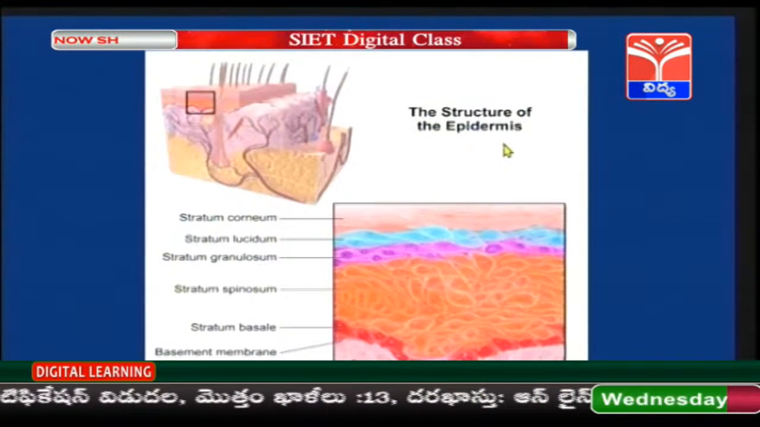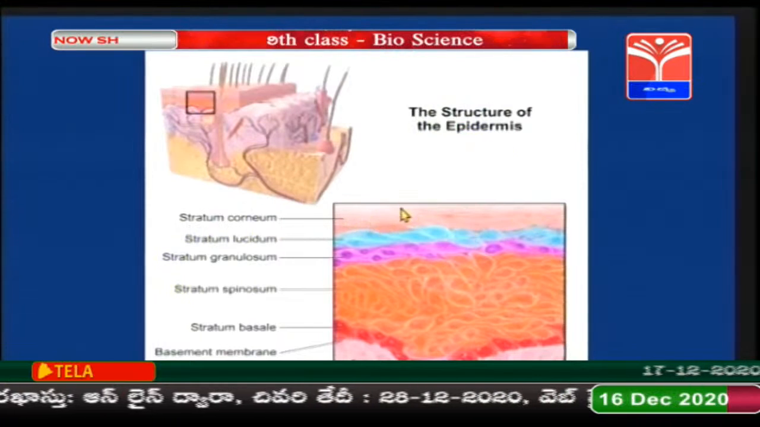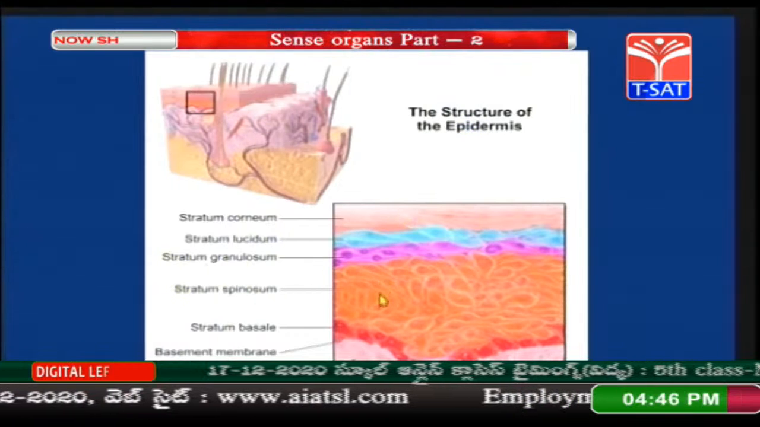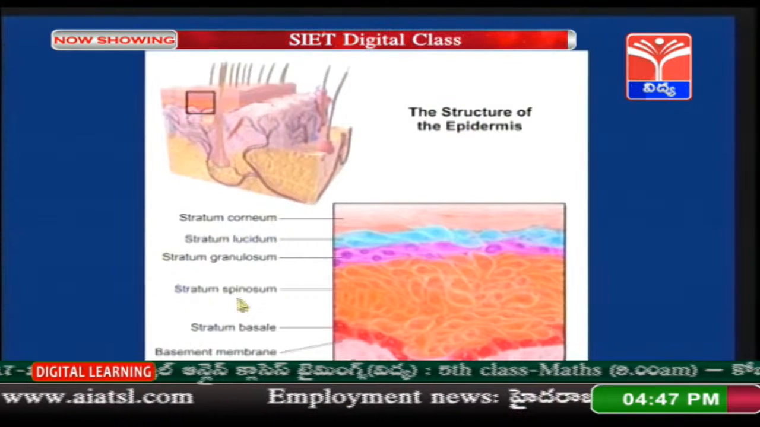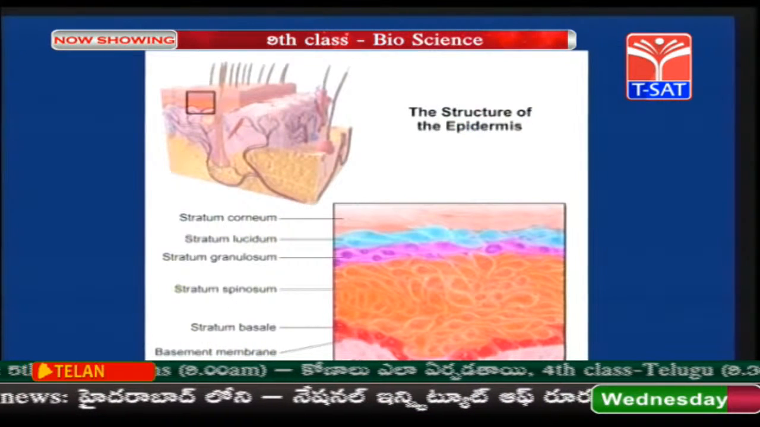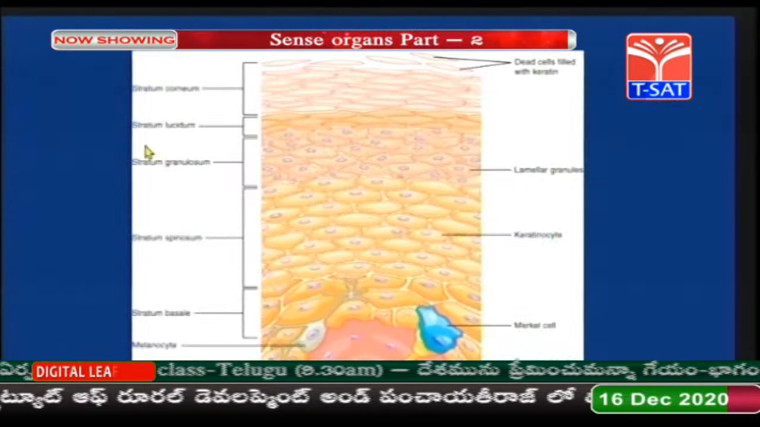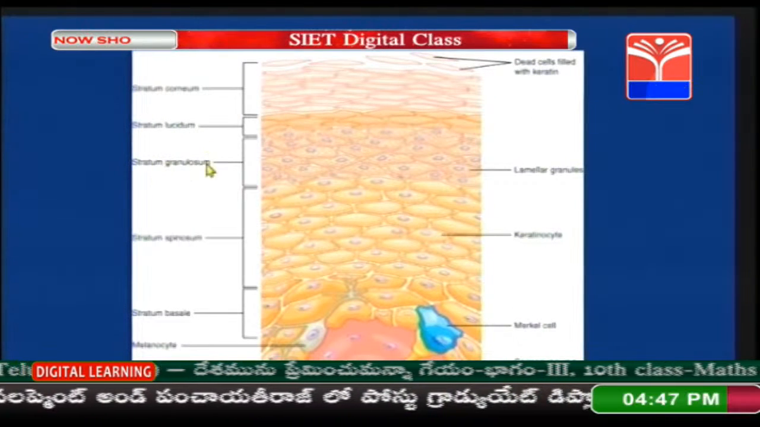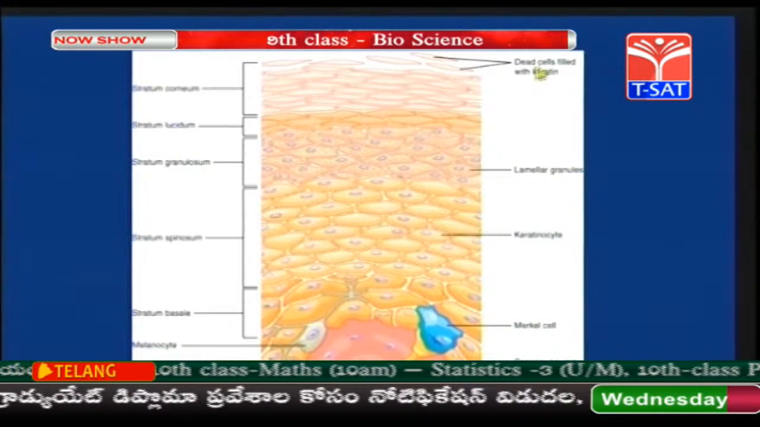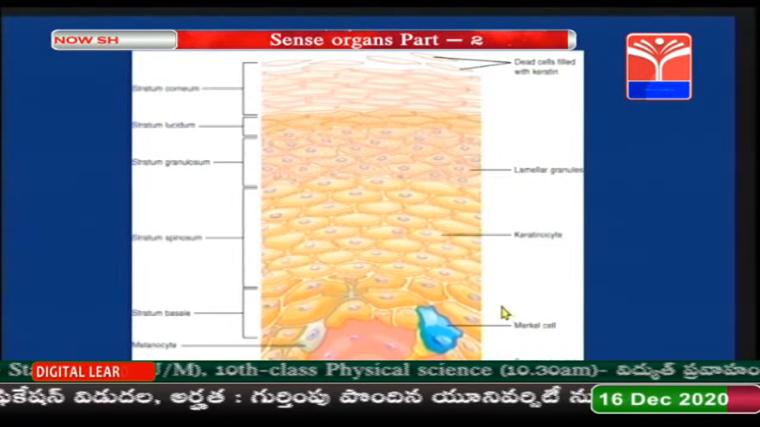So the structure of epidermis, children. The first layer is stratum corneum, which contains the dead cells, children. Stratum granulosum, in which the cells are continuously dividing, right, children? The stratum spinosum, stratum basale, basement membrane, and this is the dermis. Stratum corneum, stratum lucidum, stratum granulosum, stratum spinosum, right, children? Dead cells filled with the keratin layer, right?